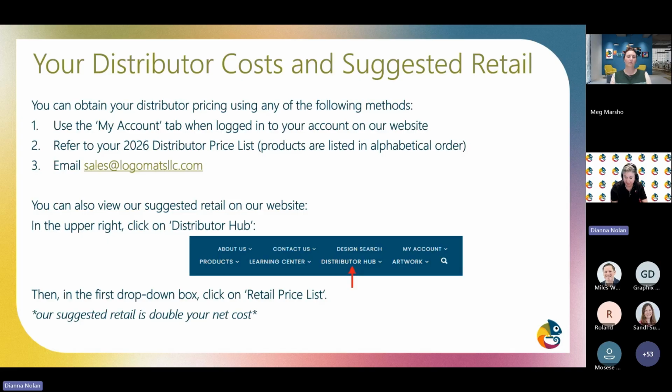As far as our suggested retail, you'll again click on that Distributor Hub tab, and the very first item in the drop-down box is Retail Price List. Now, our suggested retail is double the standard net distributor cost. So that's a quick cheat right there. That's all available on our website.